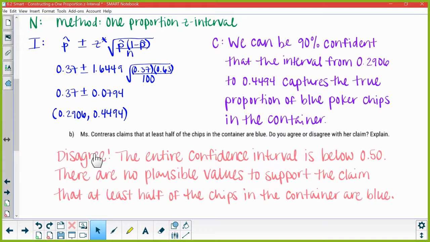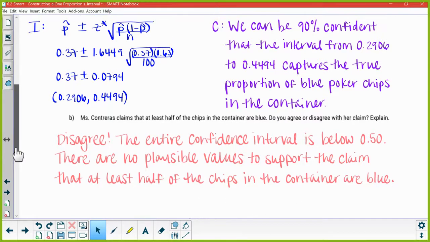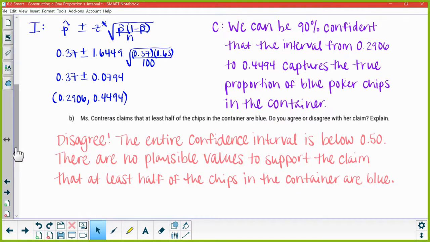So that leads me to disagree with myself and say the entire confidence interval is below 0.50. There are no plausible values to support the claim that at least half of the chips in the container are blue. So because my confidence interval does not contain the value that I am claiming, I can't agree with it. If it happened to have 0.50 in there, then I would say yes, I agree, because that is one of the possible values for this proportion. But because 0.50 is not in my confidence interval, I have to disagree.